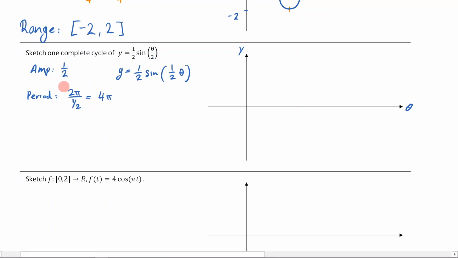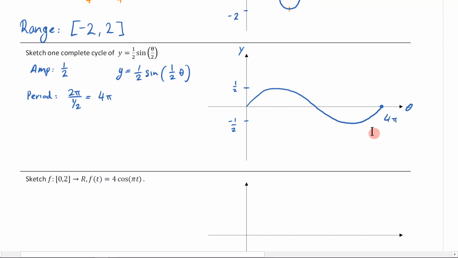So now let's just reflect on this. This amplitude is telling me I'm going 1/2 up, and I'm going 1/2 down. And this 4 pi means that it's going to look something like this. Up, down, up. And this full thing, that's one period, so it's going to be 4 pi there.